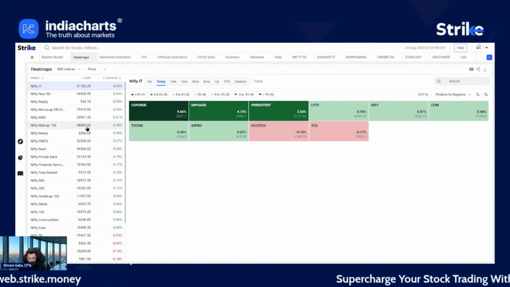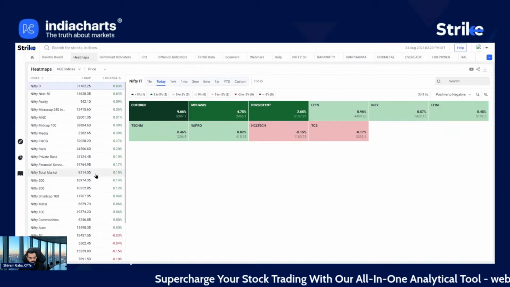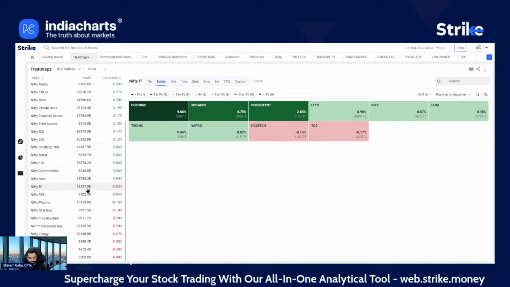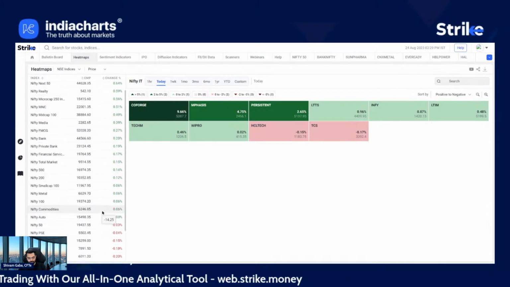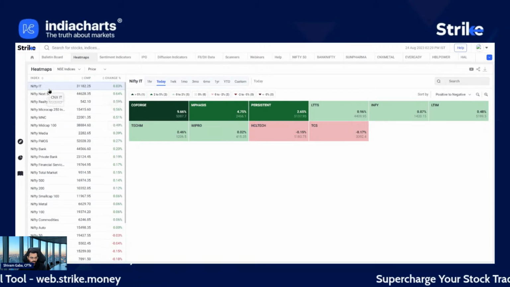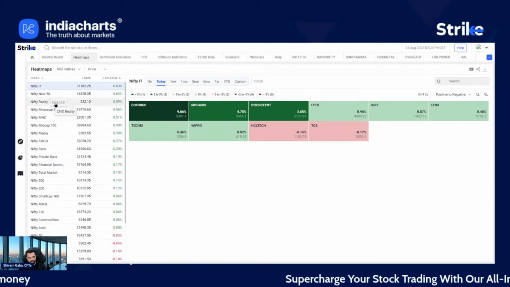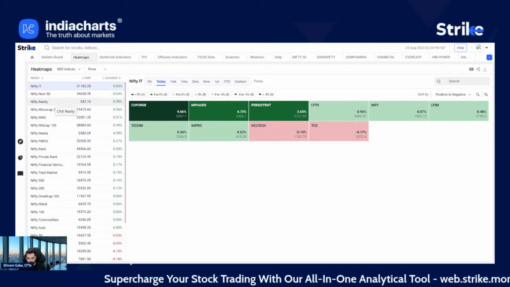So going to today's performance, you can see it is largely flattish. I would say half of the indices are trading less than 0.5% down, and the same on the upside. Very few, that is IT, Nifty Next 50, and Nifty Realty, are the only three indices that are up more than one and a half percent.